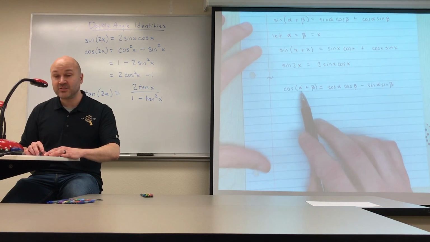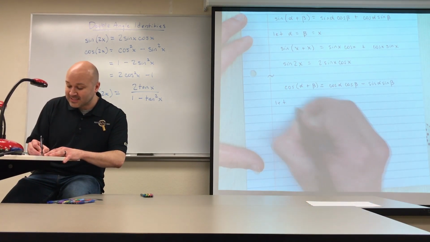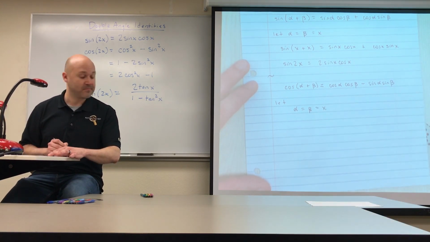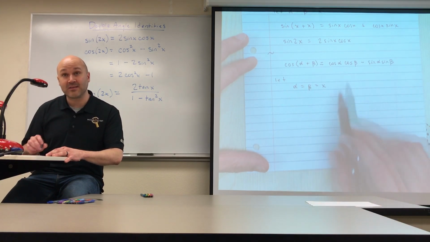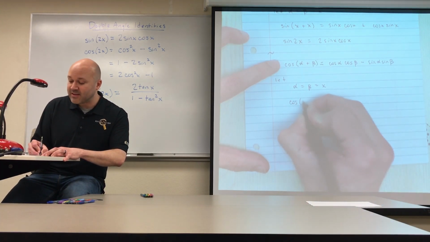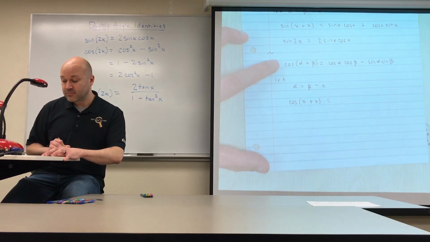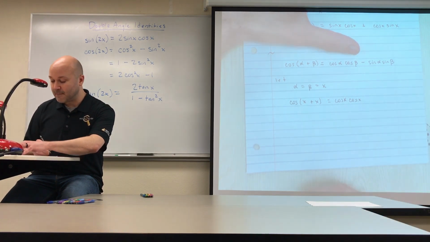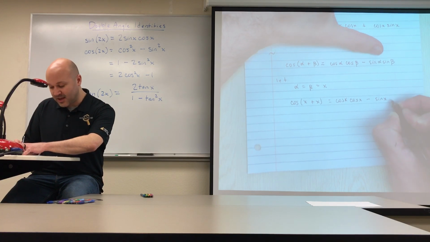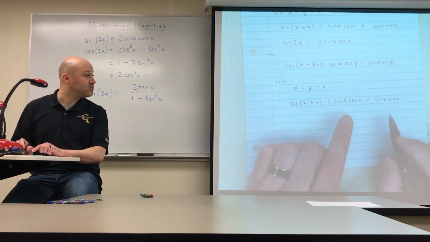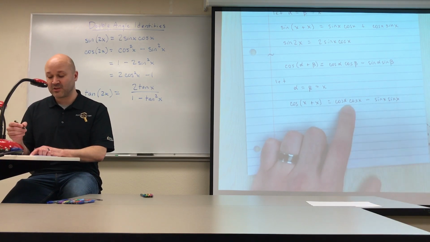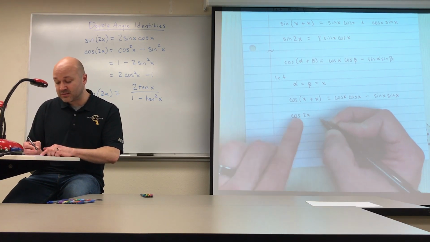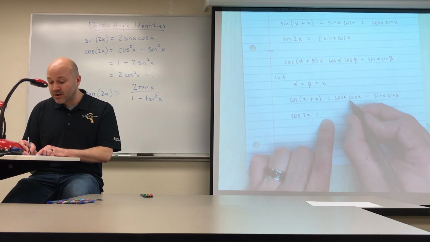Well, I would like to see what happens when these two angles are the same measure. So I'm going to let alpha equal beta, and in fact, I'm going to call it x. So I'm going to go through and replace all my alphas and betas with x's. So I have cosine of x plus x equaling cosine x times cosine x minus sine of x times sine of x. If you take cosine x times cosine x, you get cosine squared x. So I'm just going to clean this up. x plus x is 2x, or cosine's double angle. And this is equal to cosine squared minus sine squared.